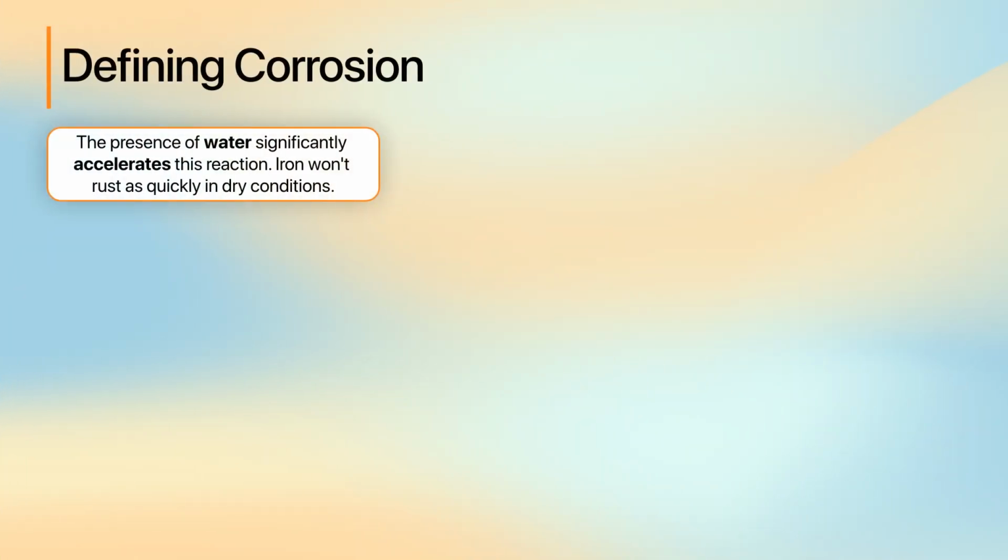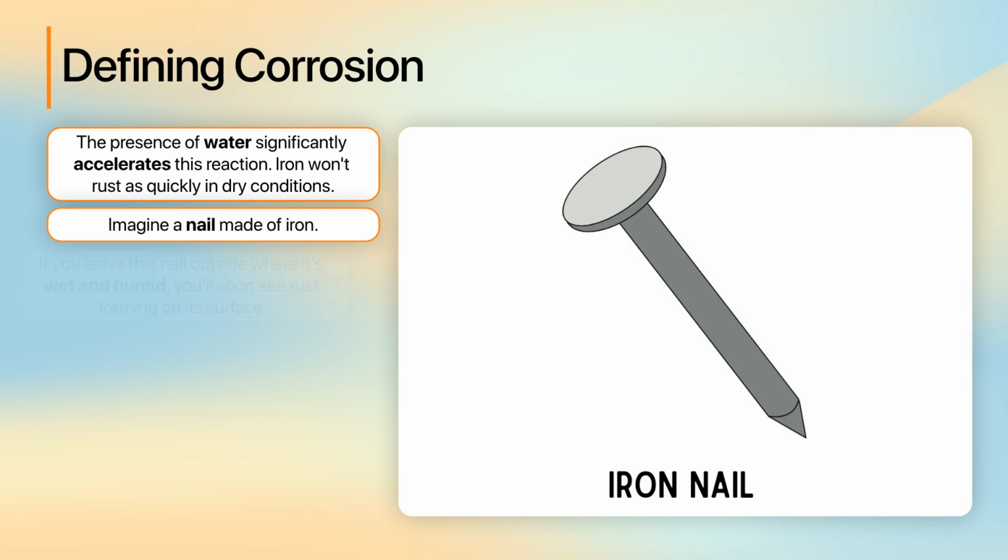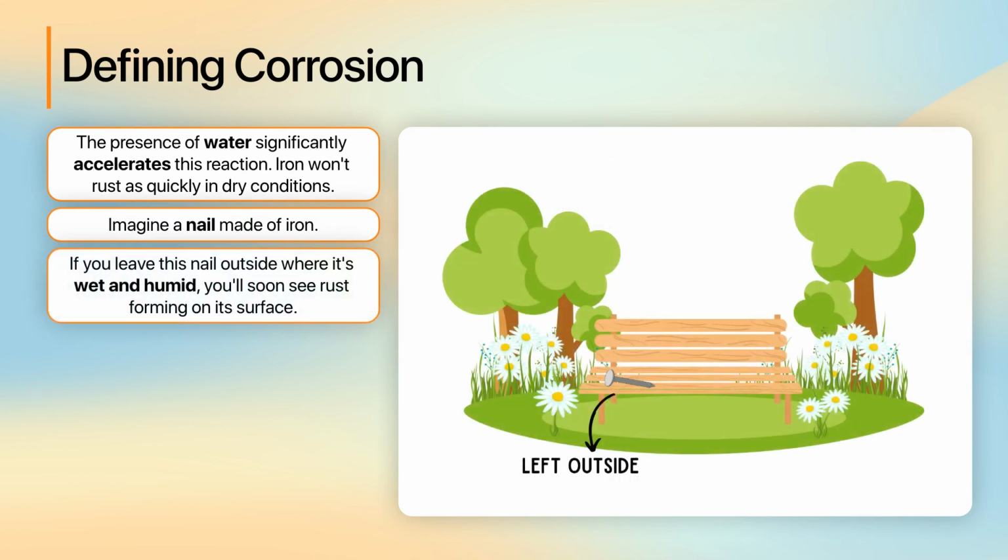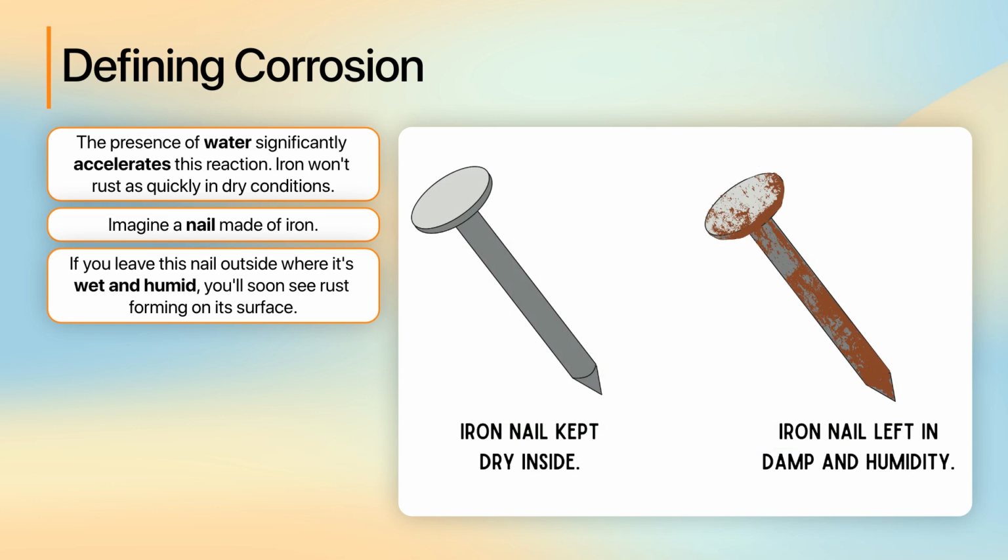The presence of water significantly accelerates this reaction. In fact, iron won't rust as quickly in dry conditions. To help illustrate this, imagine a nail made of iron. If you leave this nail outside where it's wet and humid, you'll soon see rust forming on its surface. Compare this to a nail kept in a dry environment, and you will find that the latter doesn't rust nearly as quickly.